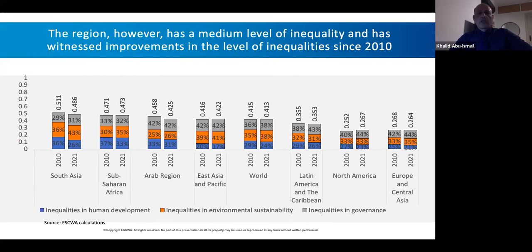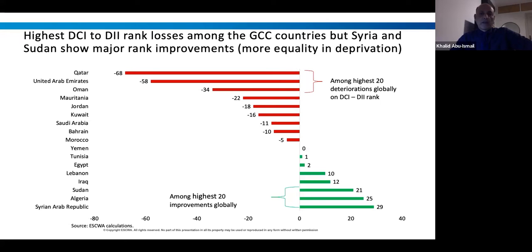Now turning to the inequality story, and here is where it gets a bit interesting, because you actually see, first of all, a medium level of inequality using this Development Inequalities Index, which, as I said, captures all kinds of indicators within those three challenges and subnational inequalities. But we also witness improvement. So you have a different trend, I guess, than the DCI. And that could imply that you're actually having more equality in deprivation.